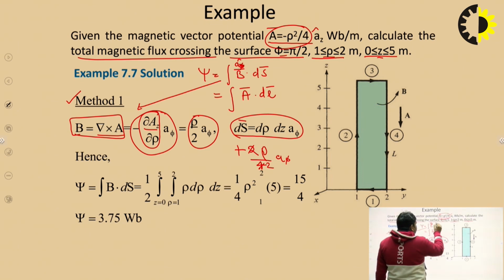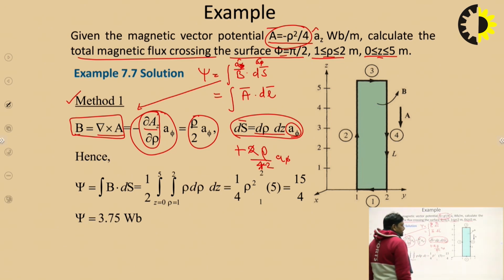So ds is also in the A phi direction. What is the meaning of this? In the A phi direction, ds should be d rho into dz. So in that particular direction, the differential surface area in a cylindrical system is equal to d rho dz.